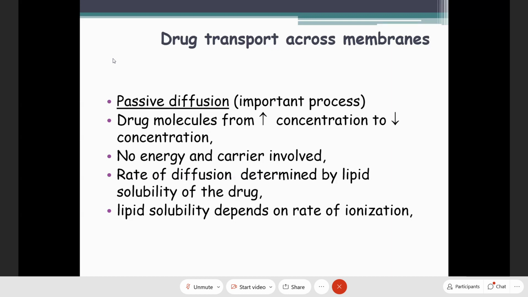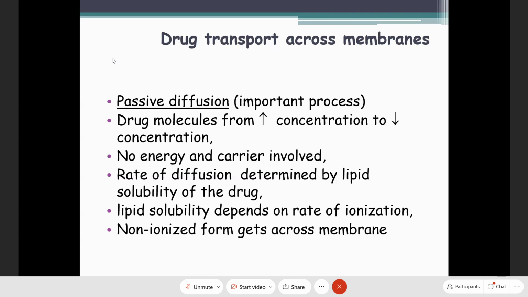Then the lipid solubility further depends on the rate of ionization of the drug. Okay, I'll explain this. The drug can be in the ionized form or non-ionized form. The non-ionized form will get across the membrane, to be absorbed and to produce effect.